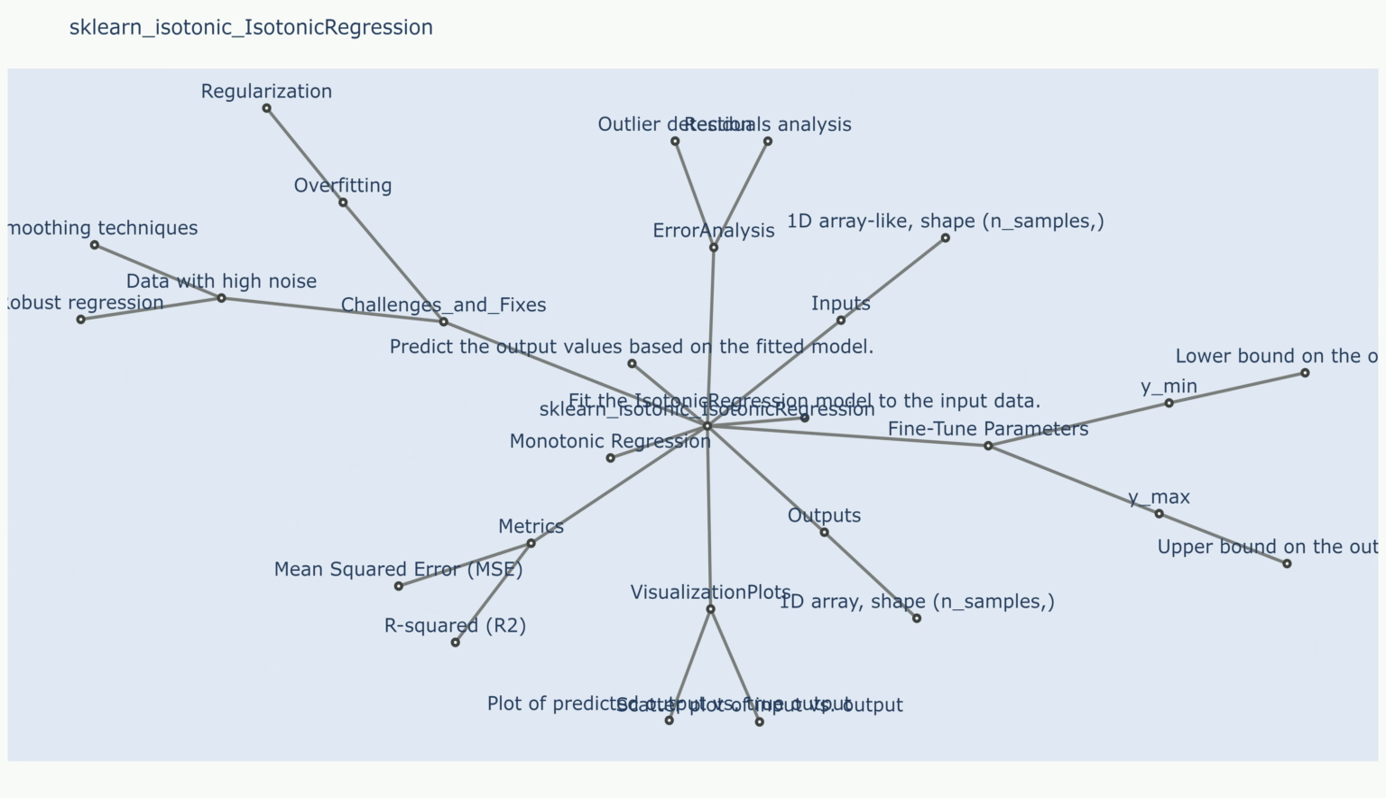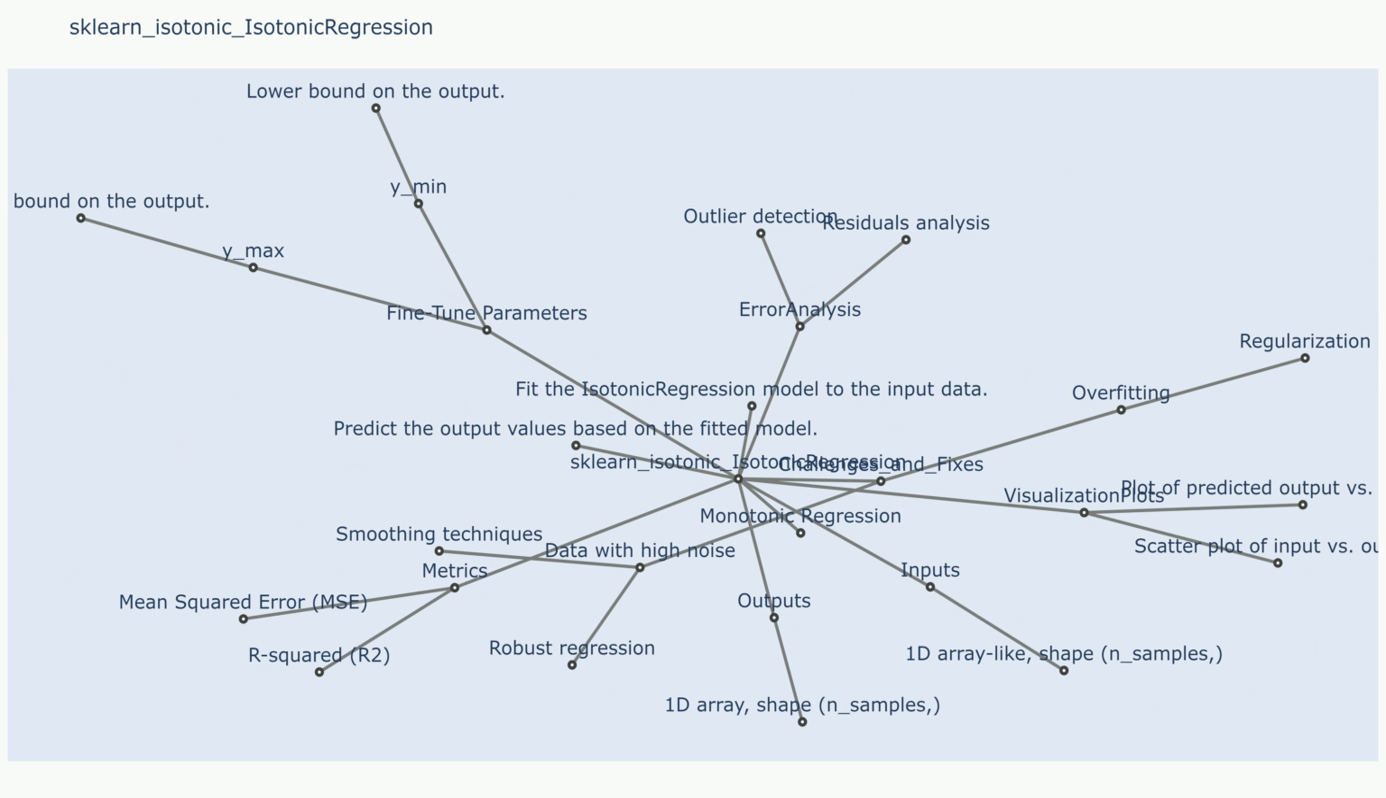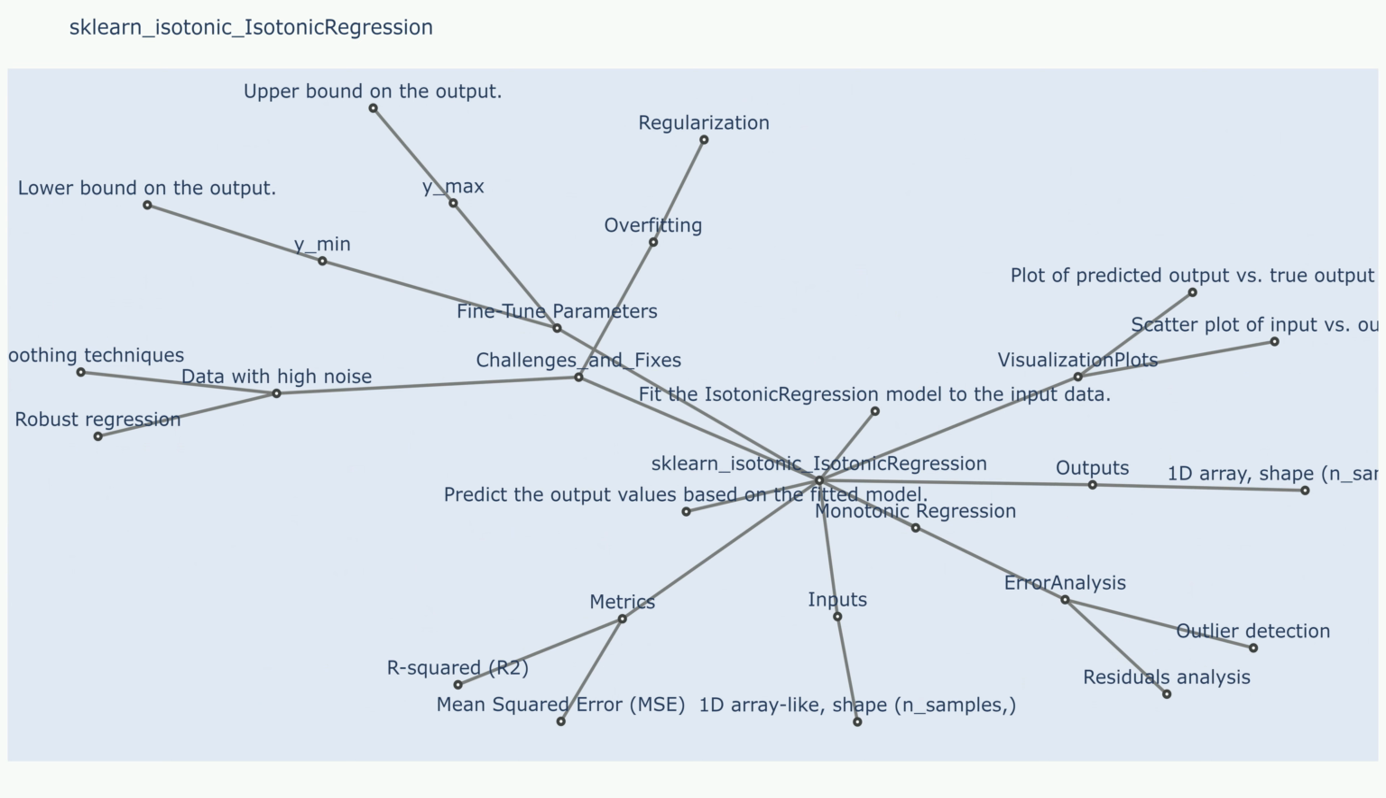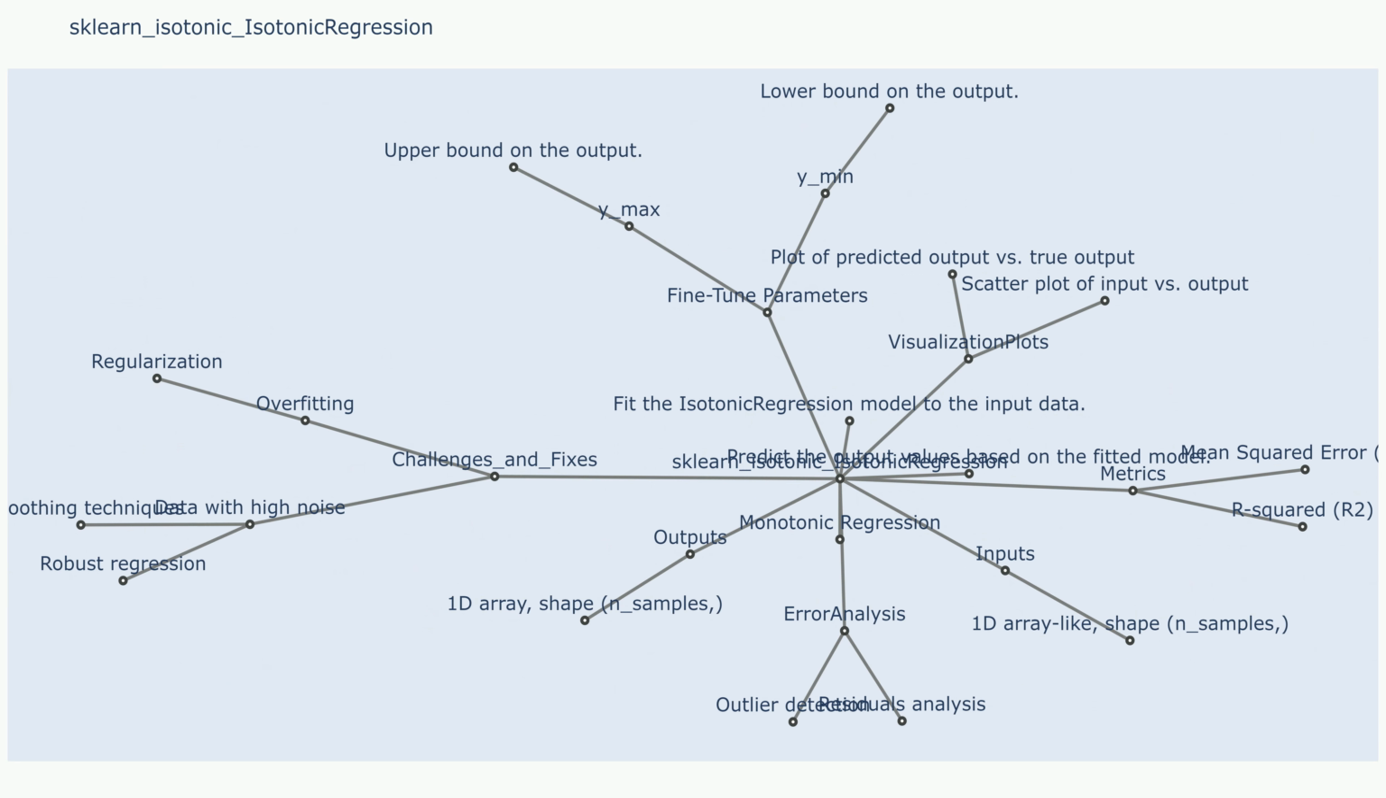Metrics: R-squared, a measure of how well the model fits the data. It ranges from 0 to 1, with 1 indicating a perfect fit. Mean squared error (MSE), a measure of the average squared difference between the predicted values and the actual values. Visualization plots: scatter plot, a scatter plot of the input values against the predicted target values. This plot can help visualize the monotonicity of the fitted relationship.